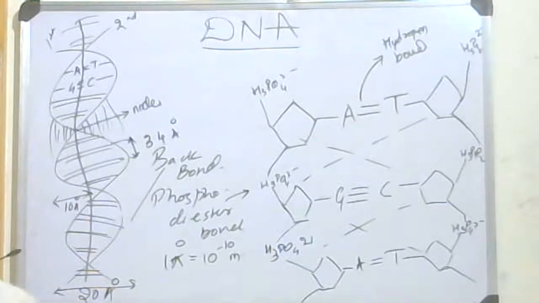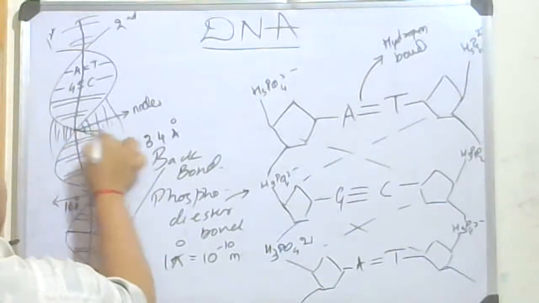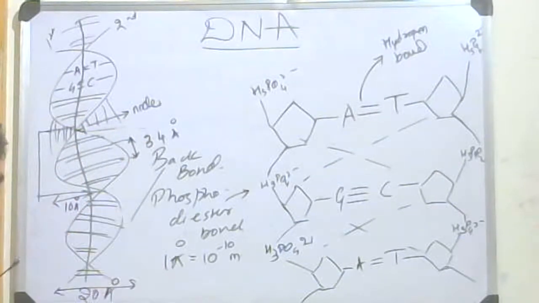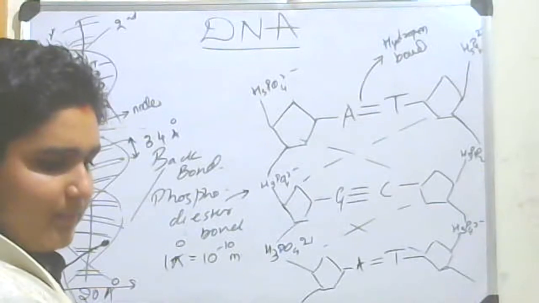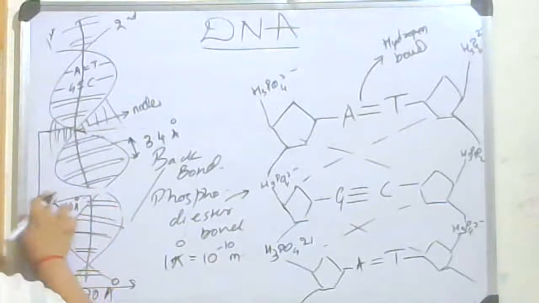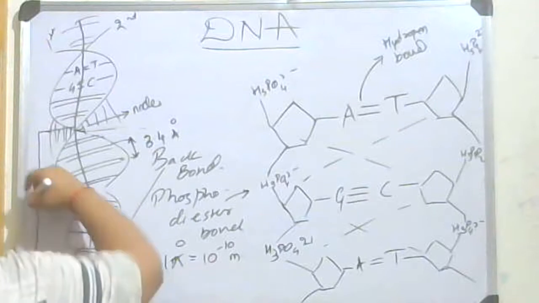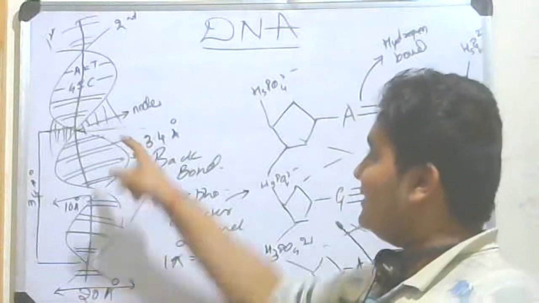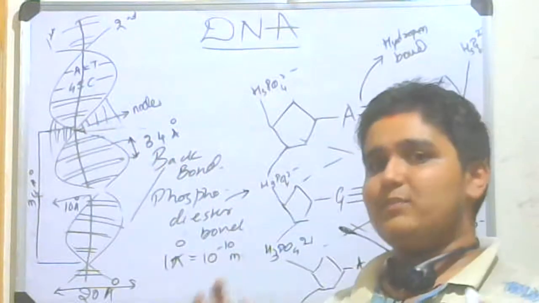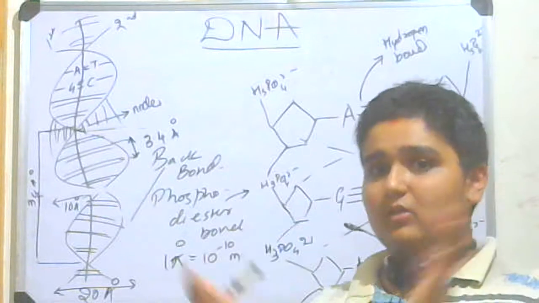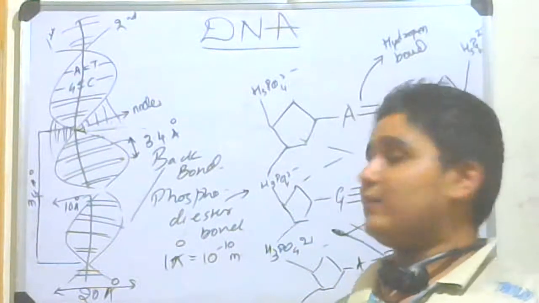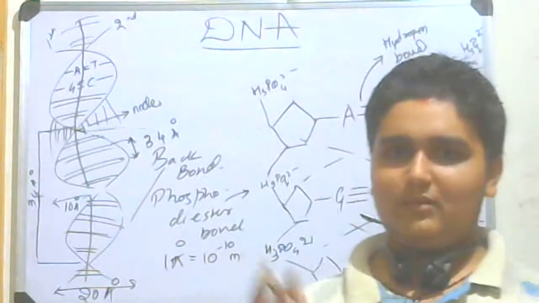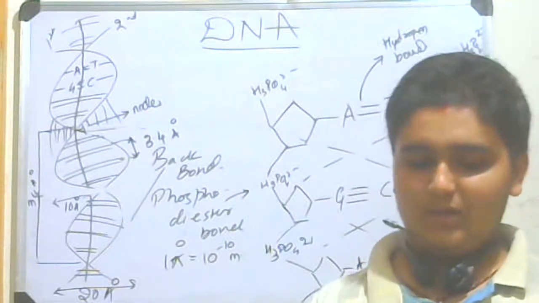Now another thing you should know is that between two successive nodes we have 34 angstrom. So this is one spiral, this entire thing is 34 angstrom. Think about it this way: this is one single spiral, like we have one H shape. This is one spiral, one helical turn of DNA, you could say, and that will be of 34 angstrom. Now, all these measurements are not required for you. I am just giving this as information for you. It's not at all asked in your exams, hopefully.